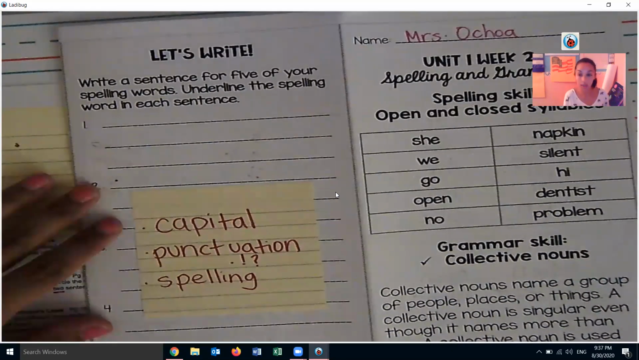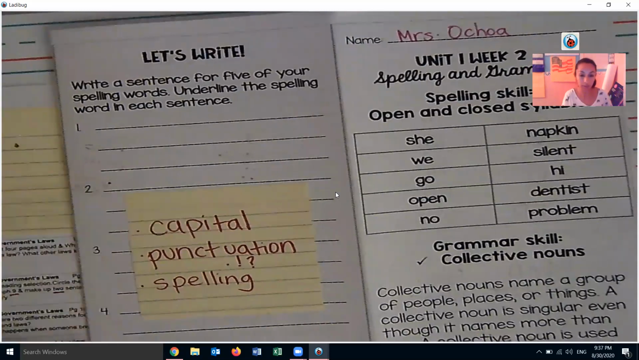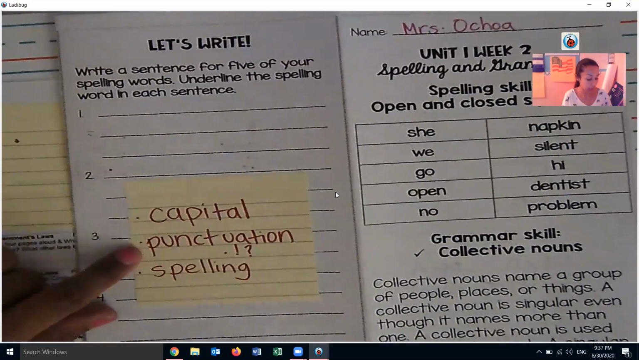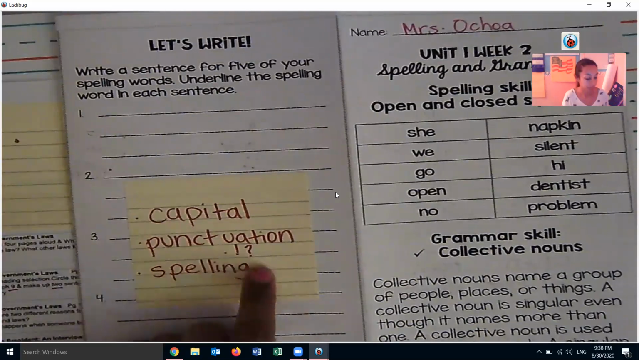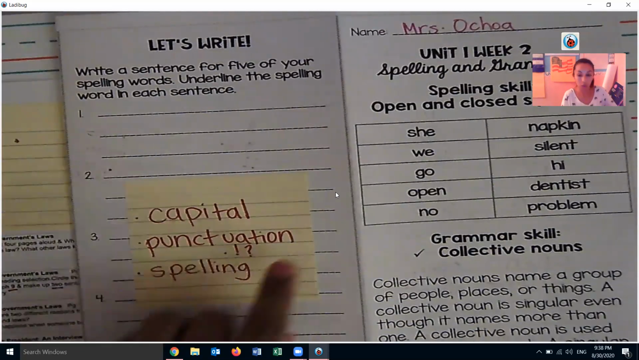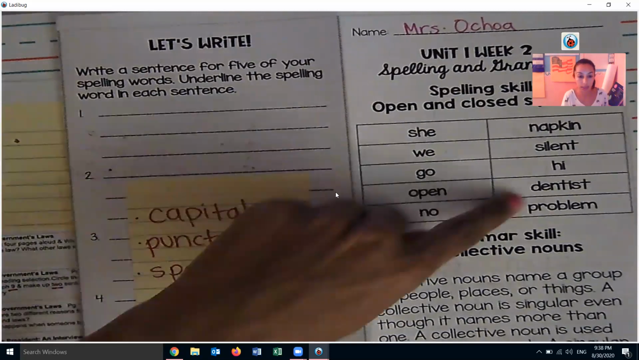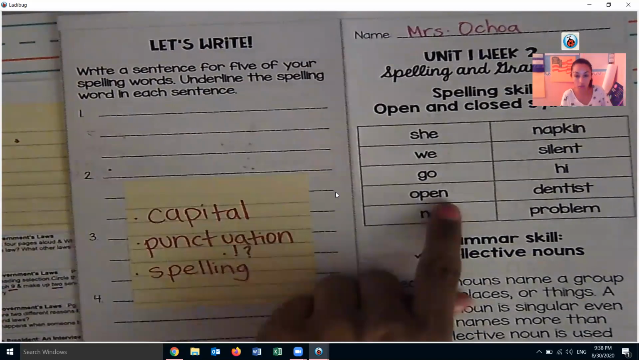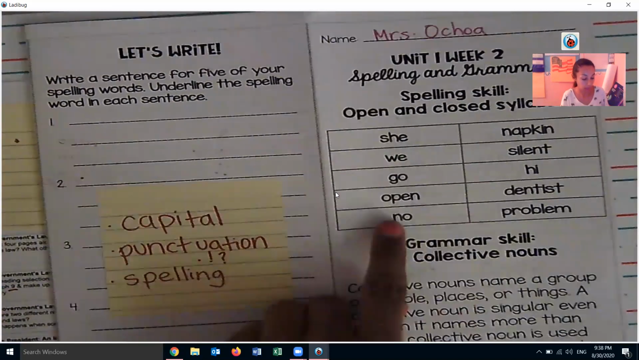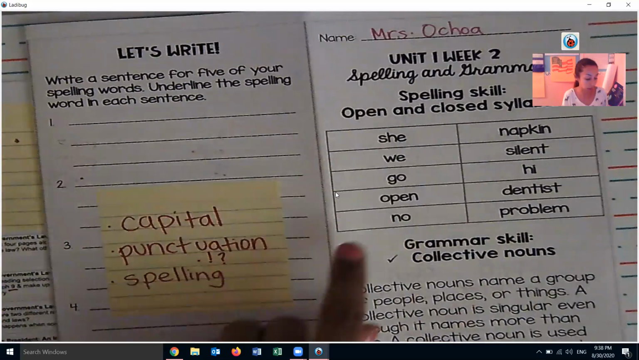So all sentences should start with a capital letter. They should have some kind of punctuation, so either period, exclamation, question mark. And then the word that you're using from our spelling word list, it needs to be spelled correctly. They're right here next to you, so you should be able to look at the word and spell it correctly by looking back and forth.